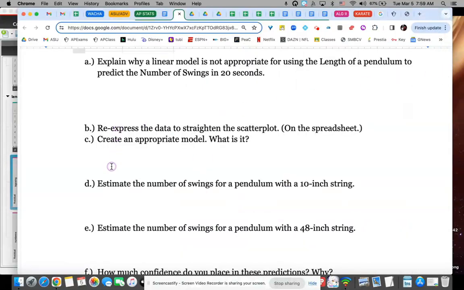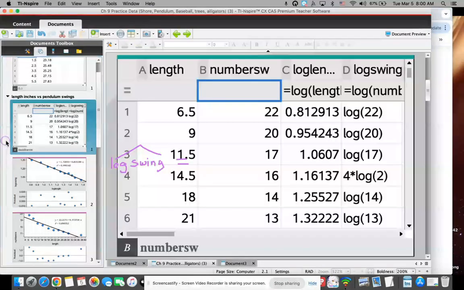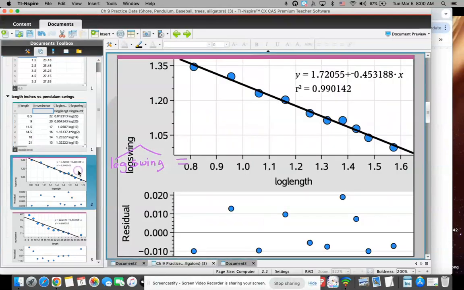So when you write these things out, I would have to write in there that this is the log of the swing, right? And write this out. Sorry, this is slow for me to write. And that's my y-hat now, right? That's my predictor. The equation is predicting this. It's not predicting swing anymore. It's predicting log swing.